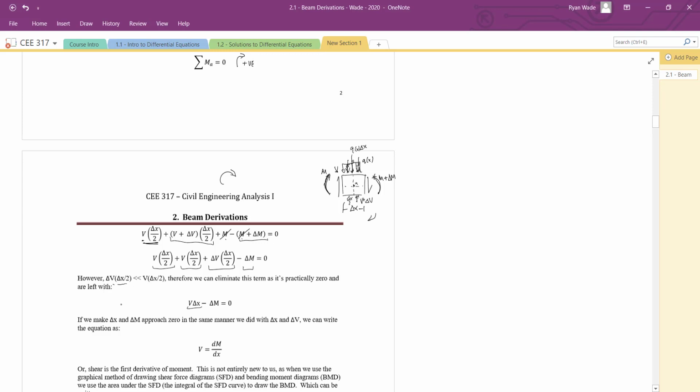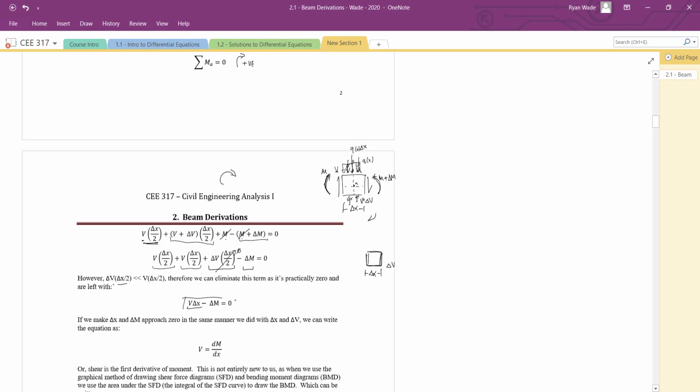Delta V times delta X over 2 is much, much smaller than V times delta X over 2. So what I'm going to basically say is that this goes to 0, right? If I'm talking about an infinitesimally small unit, like micrometers, then that delta X is already very small, right? But that delta V is also going to be tiny. So delta V times delta X is going to be even smaller, right? If something's really small, you multiply it by something that's really small, it gets orders of magnitude smaller. So we're going to basically say that goes to 0.